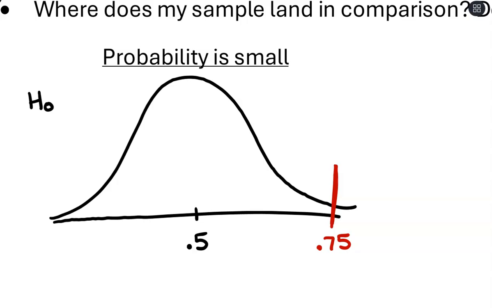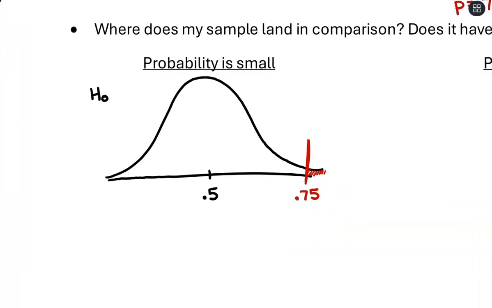This probability, though, is not just the probability of that location, because as we talked about with normal distributions, we can't find the probability of just a single location. So what we end up doing is finding the probability of that location or more extreme. So we go to that 0.75 or even larger. It's going to be this little right tail area that we use to evaluate things.